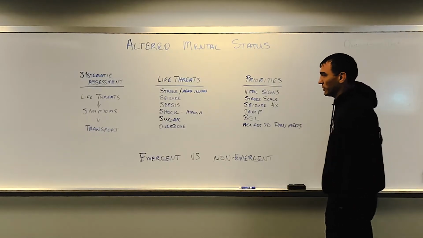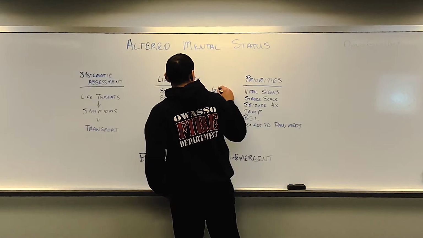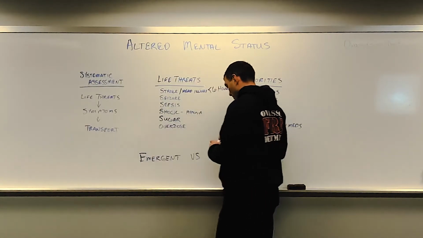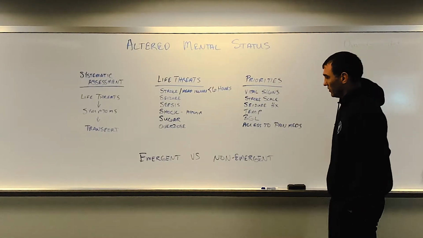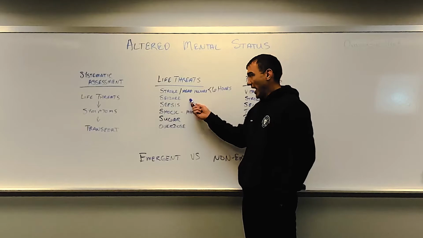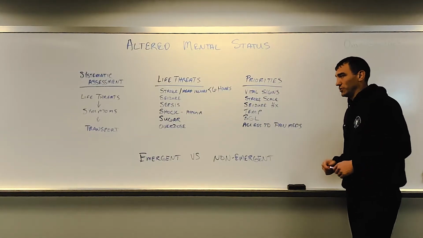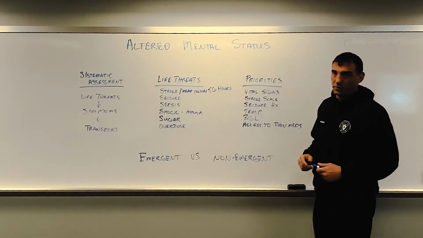So if I have a stroke, we do have a time frame on this. Per our protocol, it's currently 6 hours. If their last seen normal was 6 hours or less, then we run an emergent per our current protocol. Seizure, anybody that's actively seizing and we can't stop it, they're emergent. Everybody else, non-emergent.